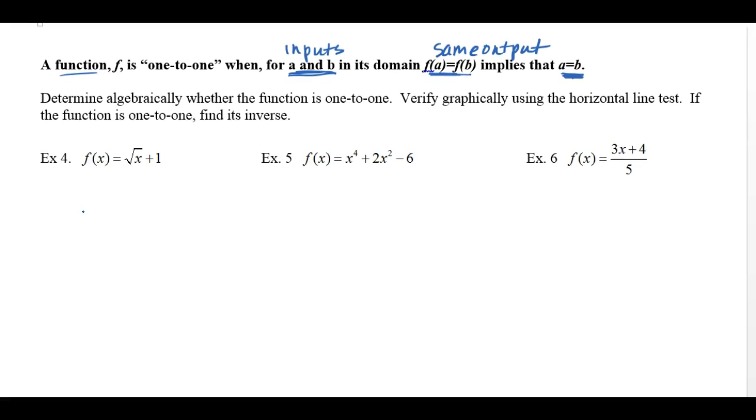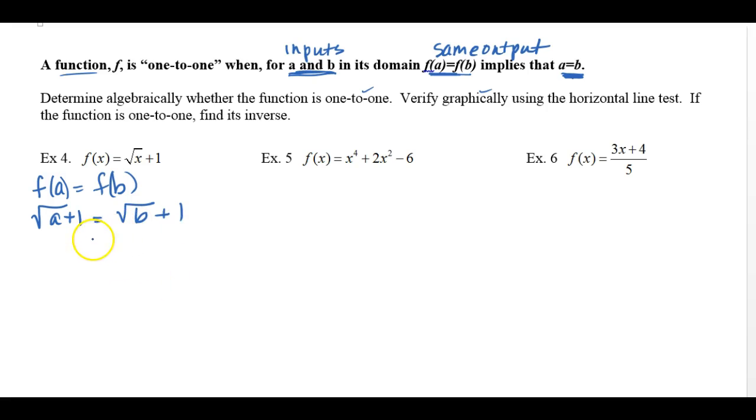Now, the directions say determine whether it's one-to-one, verify graphically, and if it is one-to-one, find its inverse. Okay, so let's just do the one-to-one part first. So you're going to rewrite your equation one time with A and one time with B and set them equal. So f of A equals f of B. All right, so we're going to plug in A. We get the square root of A plus 1 equals the square root of B plus 1.